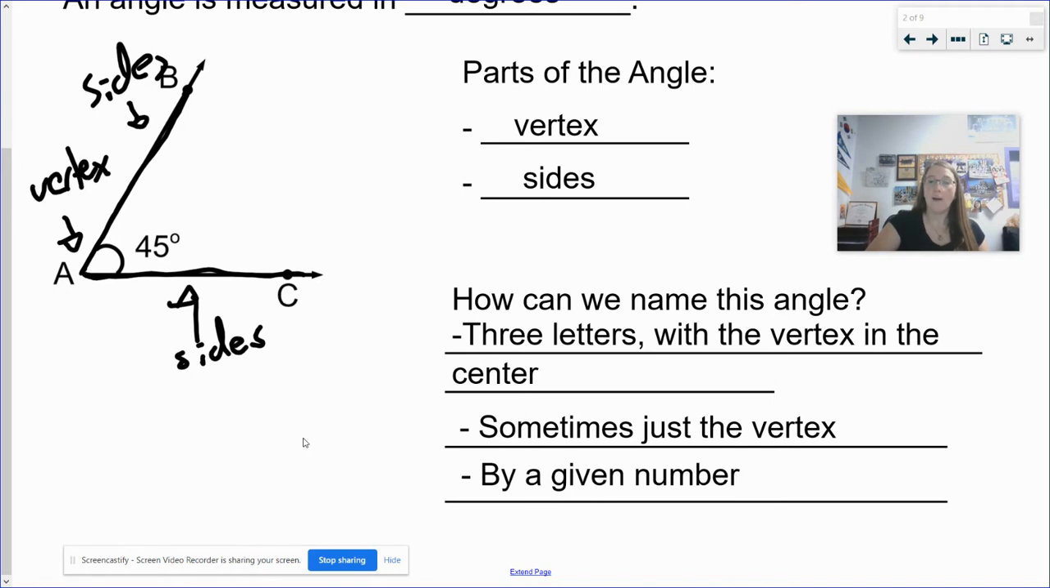Lastly, sometimes there will be a number. I don't mean the degrees. I mean, sometimes there'll be like a little 1 or a little 2. We're going to see that later in the lesson. And so if there were a little 1, just a 1, no degree symbol by it, we could go, that's angle 1. So we have these options. Again, please pause and rewind if you need more time to copy because I'm just going to keep talking.